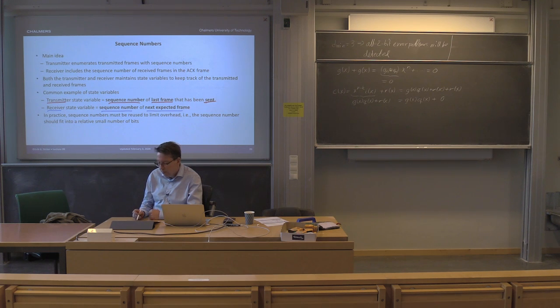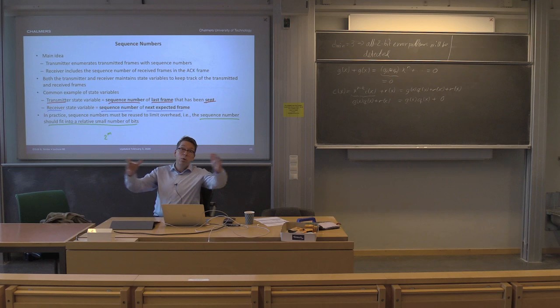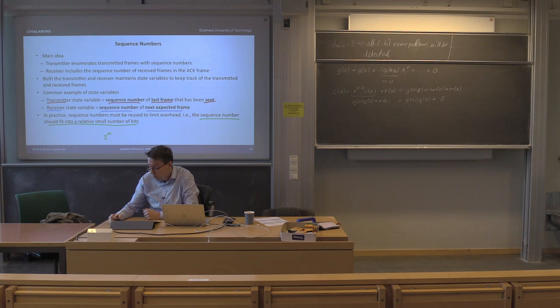In practice, these sequence numbers must be reused. What that means is that the sequence numbers should fit in a relatively small number of bits. If we have m bits for the sequence numbers, we can have 2 to the power of m sequence numbers. The smallest we can have is a 1-bit sequence number, which is actually useful, but we can also have 16 bits or 8 bits or 7 bits, but we rarely have anything much larger than, I don't know, 64 bits. I'm stretching here a little bit. We need to reuse the sequence numbers, otherwise they will grow indefinitely, and remember, these need to fit into the header of the frame we transmit. We don't want the headers to expand without limit.